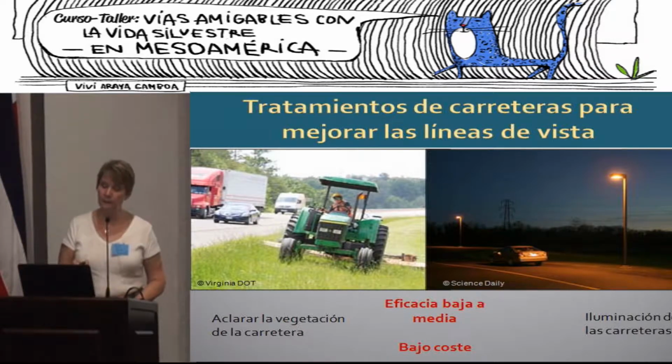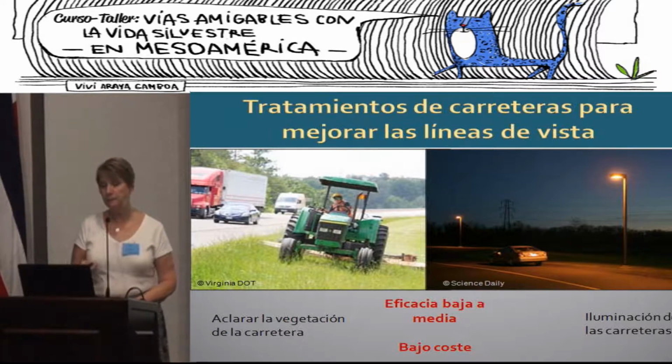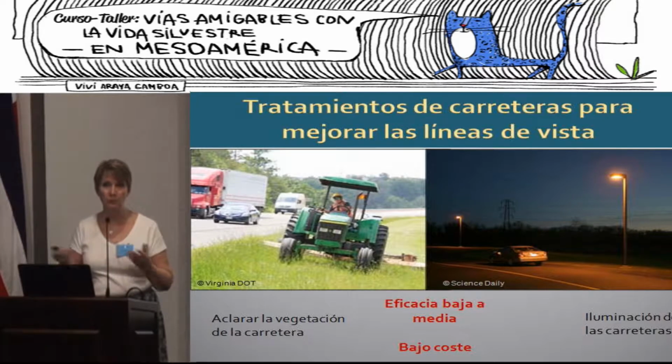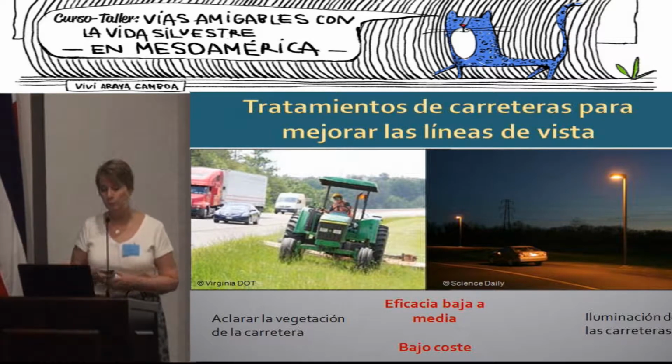Okay, and these two techniques, that is clearing the road edge and also lighting it at night, are intended to help drivers see larger species so that, again, they're supposed to figure out what they're supposed to do with that information. Typically, they will try to either slow down or avoid them. Sometimes that avoiding will kill them also.